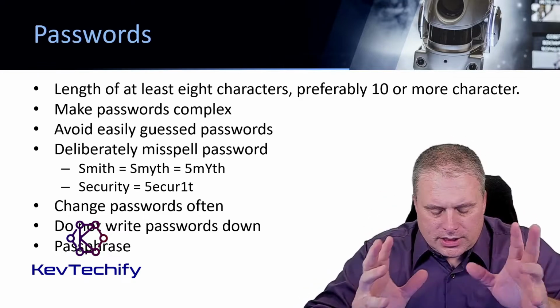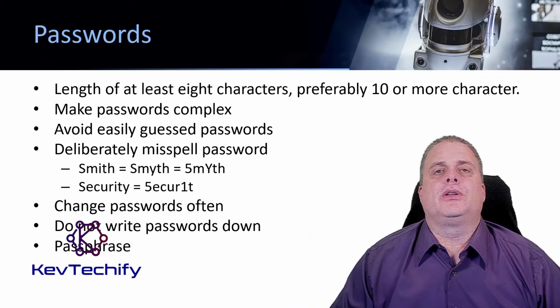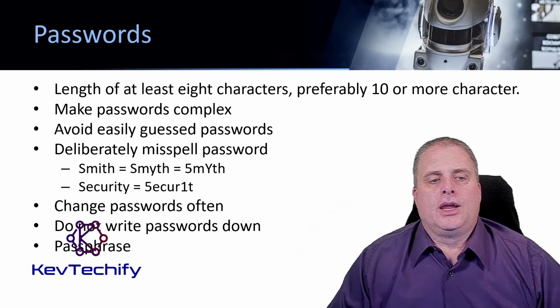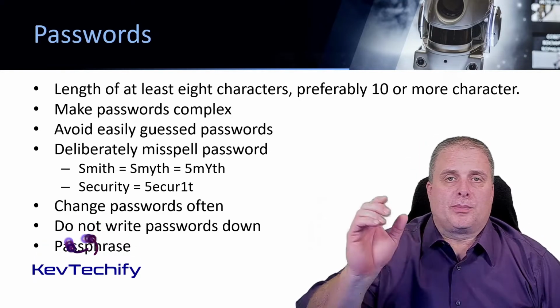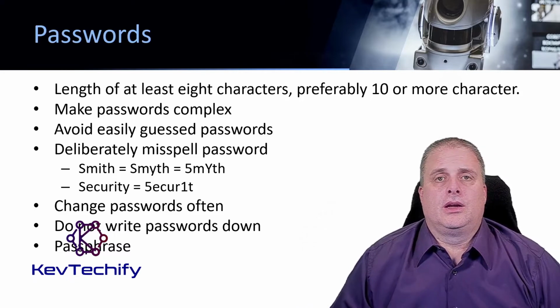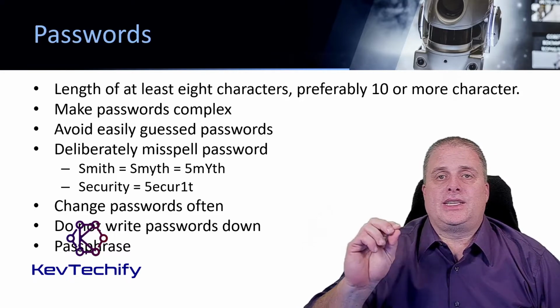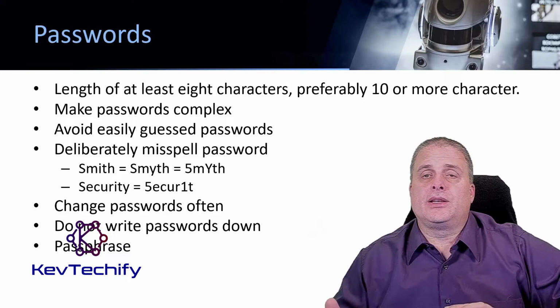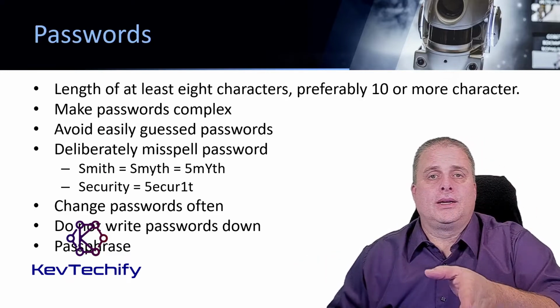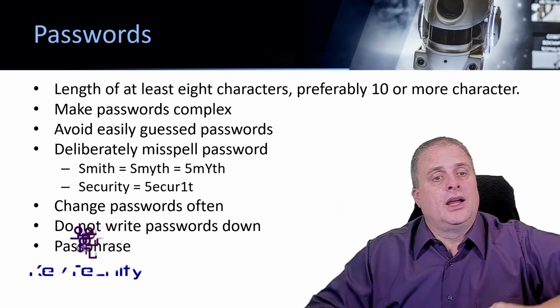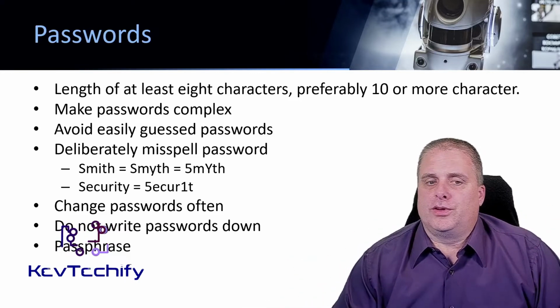A good process for setting passwords is deliberately spelling something wrong. Here we give you the example that you could use. Say your password you want is Smith, capital S-M-I-T-H. You could spell it differently. You could go with a capital S-M-Y-T-H, a Y instead of an I. That would throw lots of confusion out there.